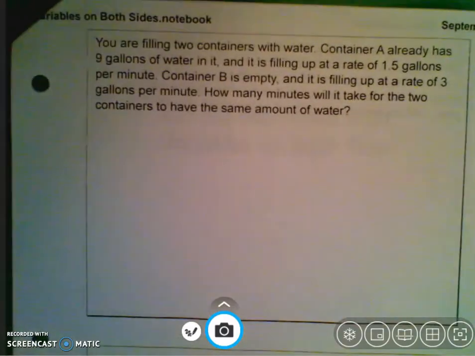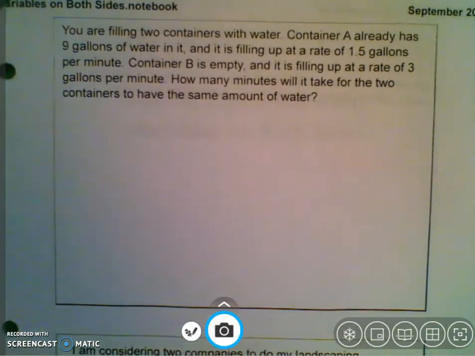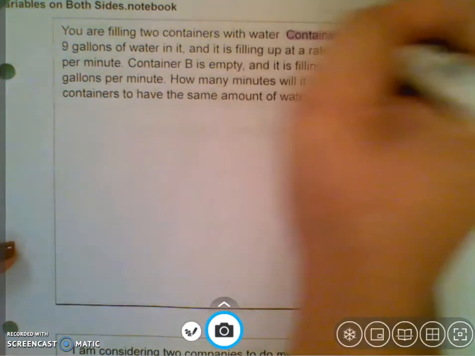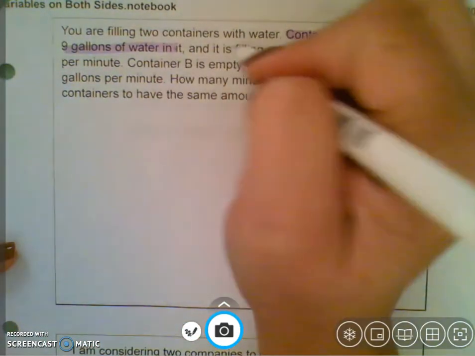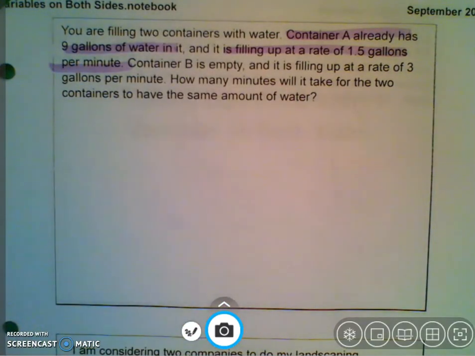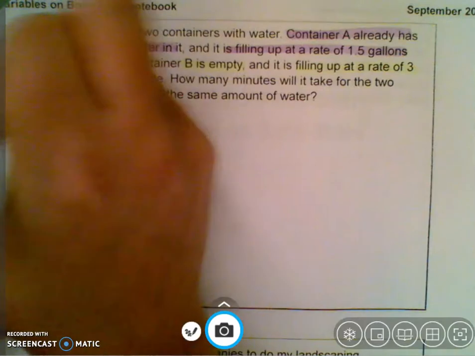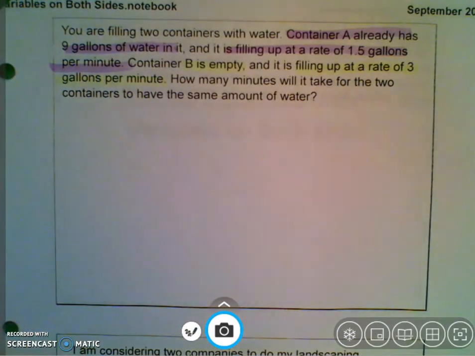Okay, next, we're going to do some more problems. You are filling 2 containers of water. Container A already has 9 gallons of water in it and is filling at a rate of 1.5 gallons per minute. Container B is empty and is filling at a rate of 3 gallons per minute. How many minutes will it take for the 2 containers to have the same amount of water?